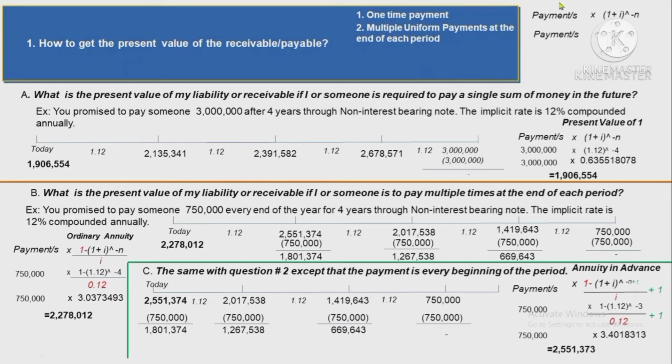And if it involves multiple uniform payments at the end of each period, then you use payments times present value of 1 ordinary annuity, which is 1 minus 1 plus i raised to the power of negative n, over i. However, there are two additional elements, the 1 minus and the over i. But if it involves multiple uniform payments at the beginning of each period, then use payments times present value annuity due or annuity in advance, which is the same with this one. However, there are another two additional elements, the plus 1 in the negative n and the final plus 1. So that's it for question number 1. Question number 2 is coming right up.